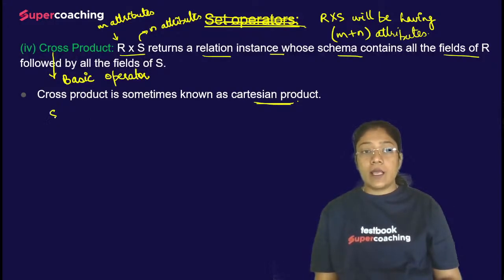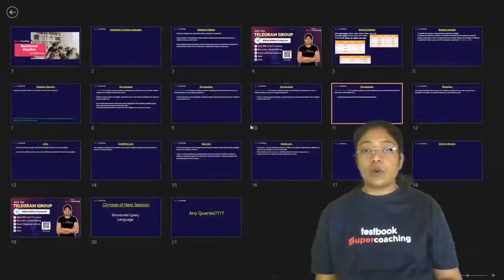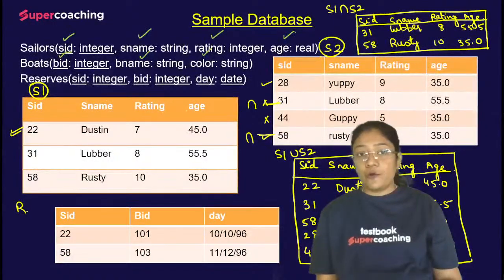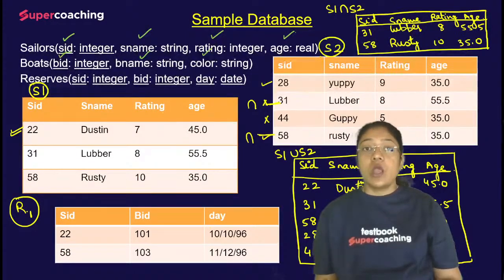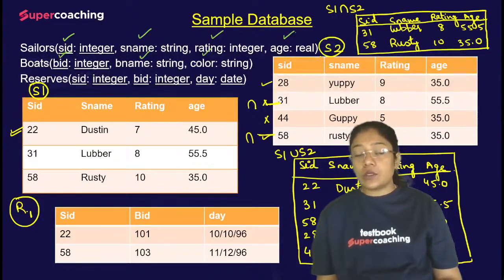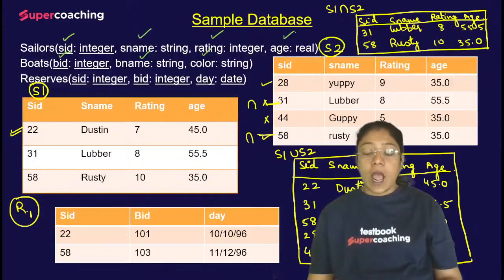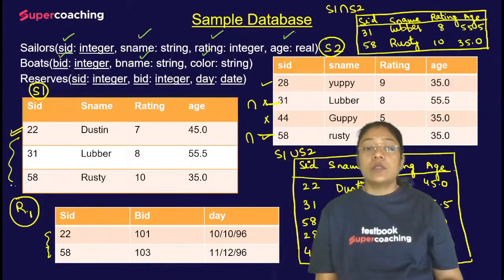I want to perform S1 into R1. I want to take the cross product of S1 into R1. So in S1, we have 4 attributes, and in R1, this is the instance R1, here we have 3 attributes. जब हम S1 का Cartesian product लेंगे with R1, how many attributes will be there in the resultant relation? This is having 4 attributes and 3 attributes. So in total 7 attributes will be there. And the number of tuples will be 3 into 2. Here we have 2 tuples and here we have 3 tuples.